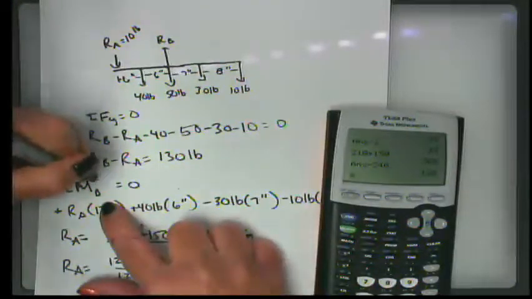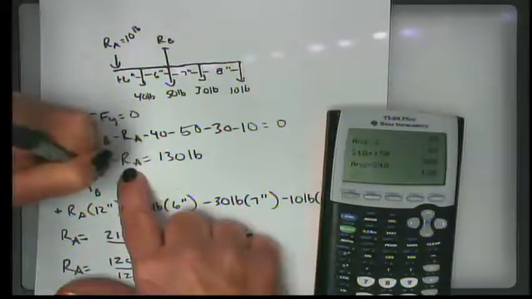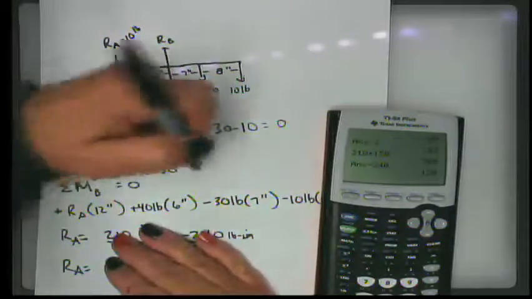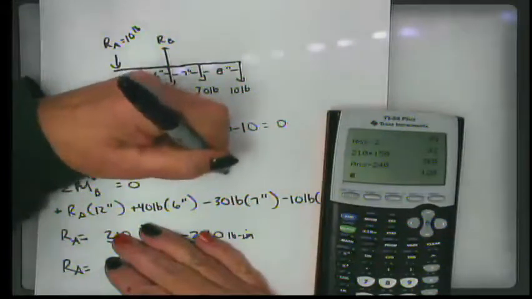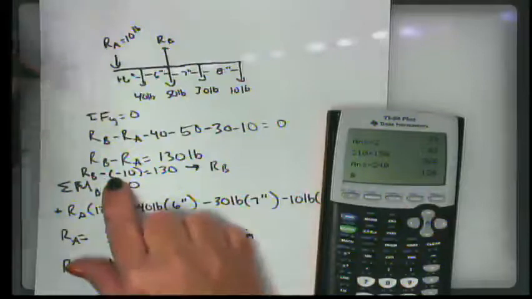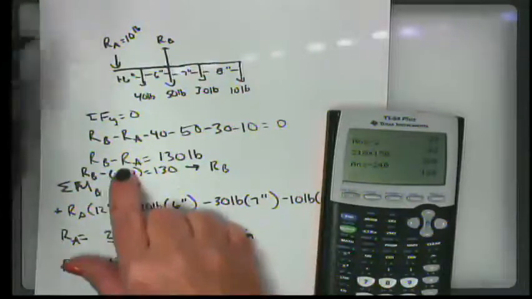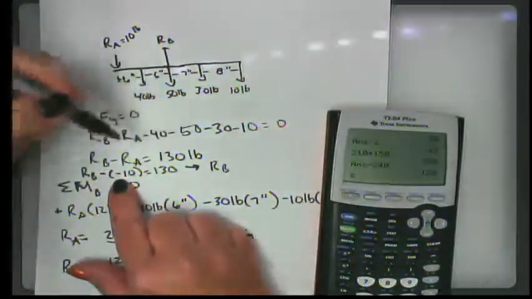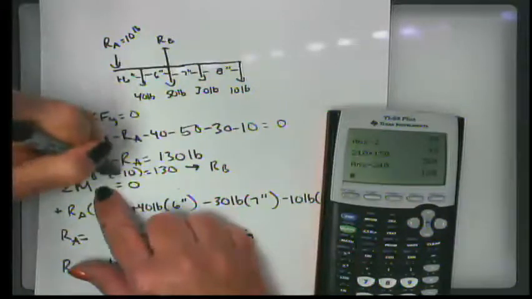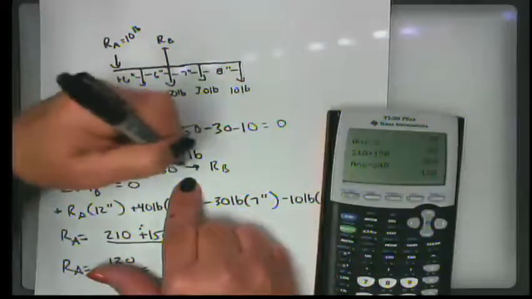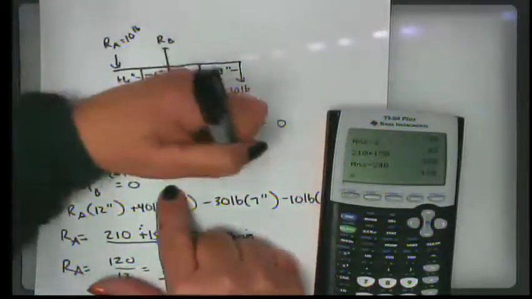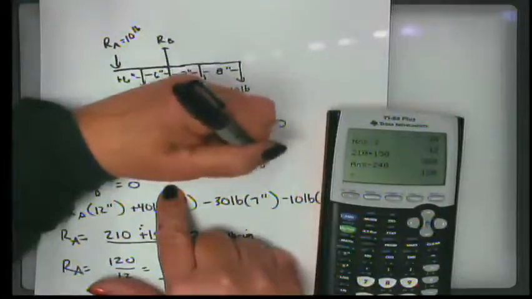So I have R sub B minus 10 is equal to 130. R sub B, oh, that's just minus. I'm trying to think about this for a second. The harder that pushes down, the bigger R sub B has to be. So this is just a single minus. Sorry about that. So that means it's 130 plus 10, and that R sub B is 140 pounds.